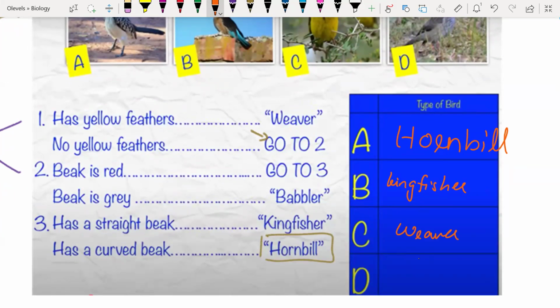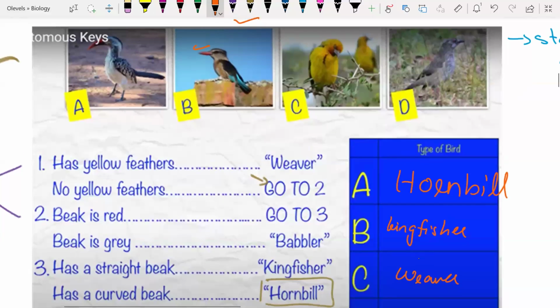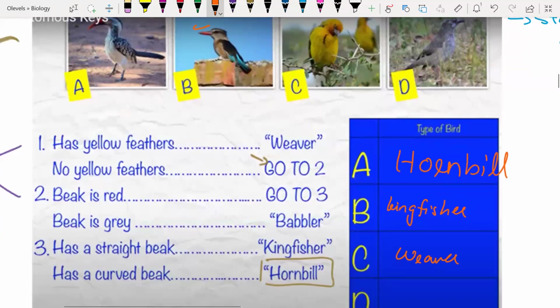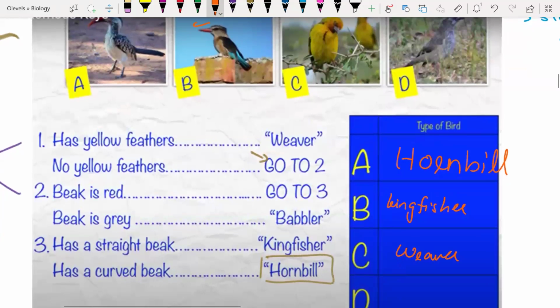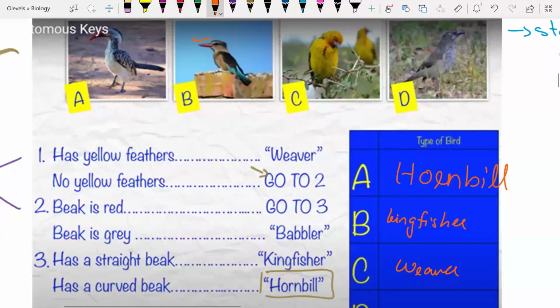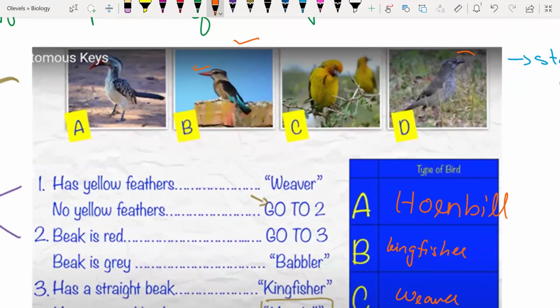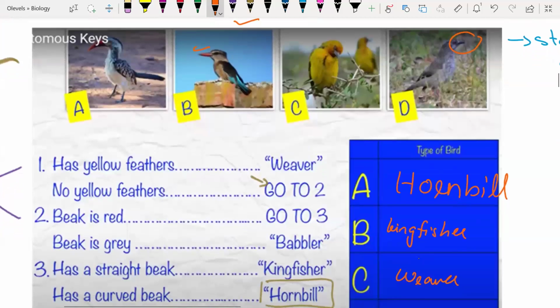For image number four, that's image D, the first key says has yellow feather. It doesn't have a yellow feather. So no yellow feathers, then we have to move towards key number two. If its beak is red, go to three, and if its beak is gray, then that's a babbler. In this case, you can see its beak is gray, right?